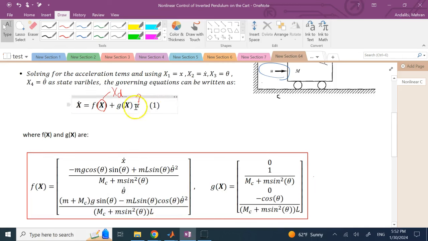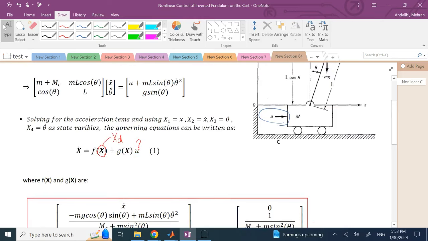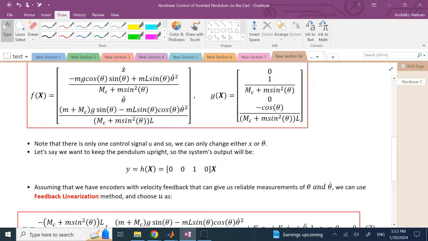Okay, so we basically use the negative of the terms that we have in f and g to cancel these nonlinearities, and that is called input-output, or in general input-output linearization or feedback linearization.